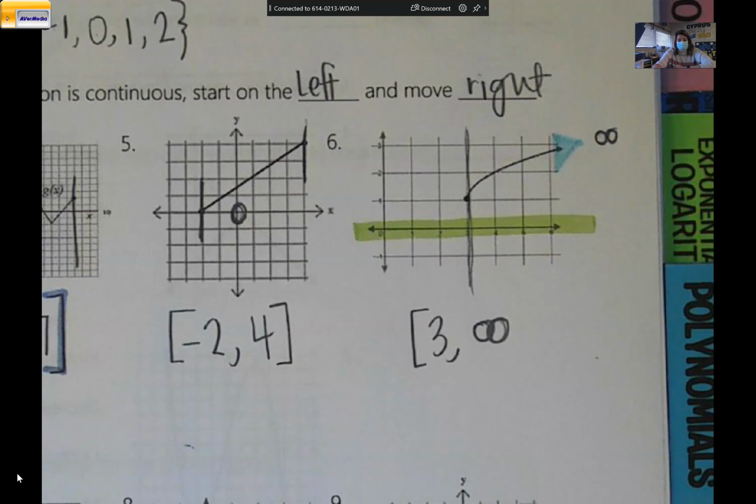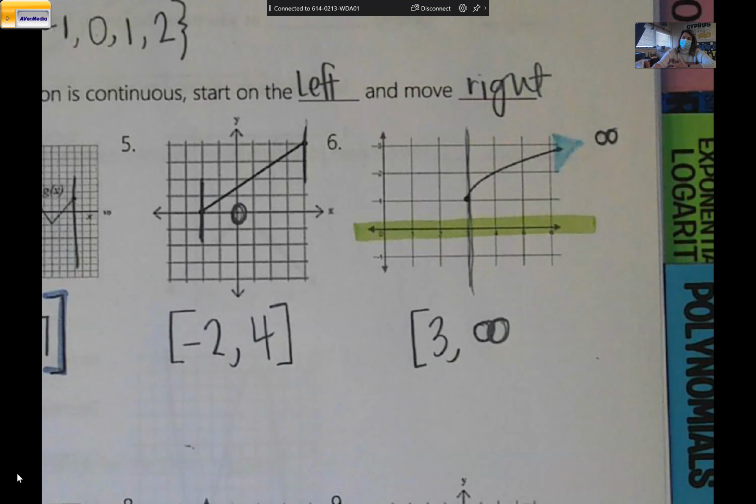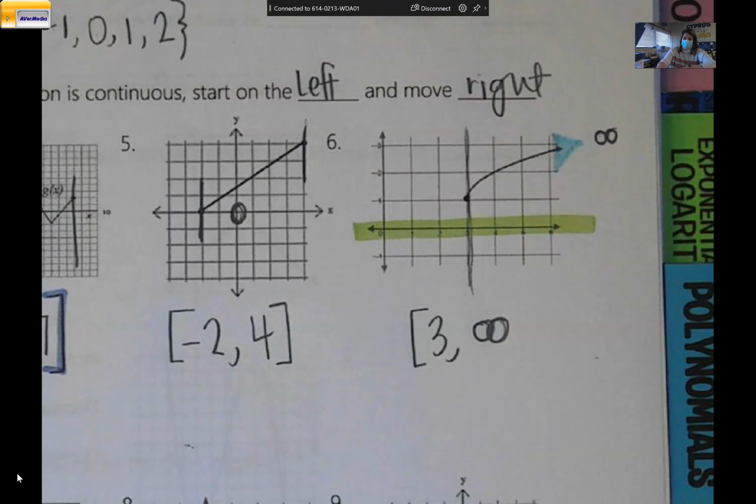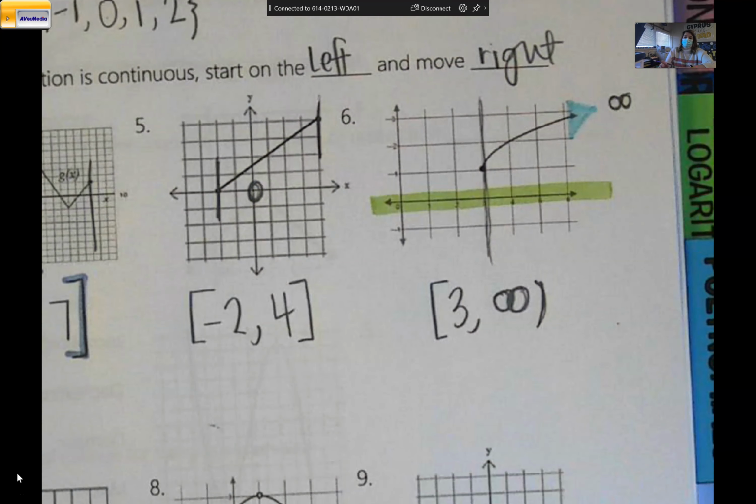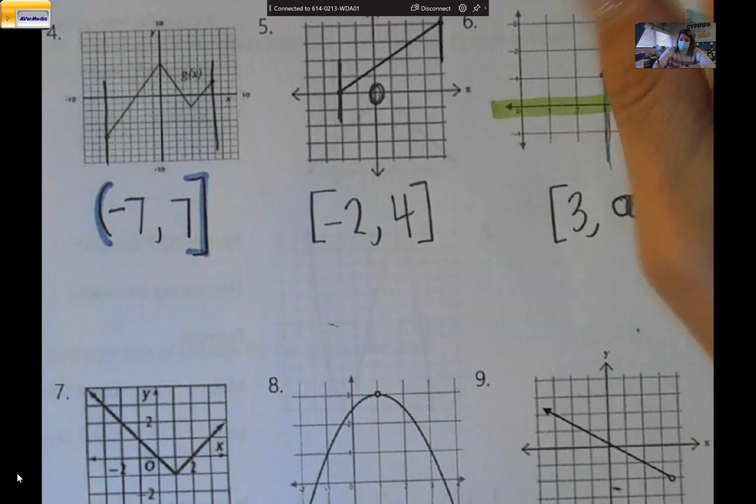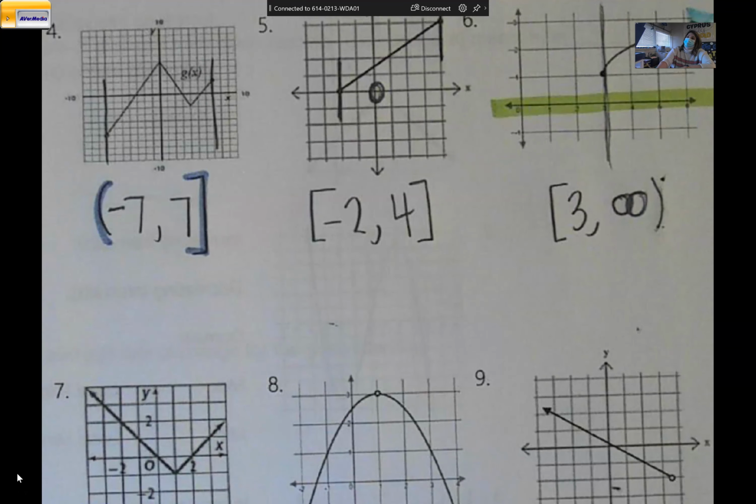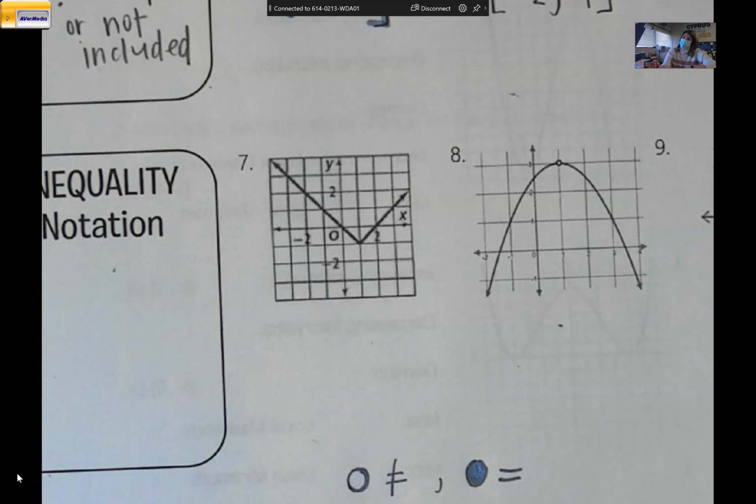Okay, can any number really equal infinity? No, because infinity's pretend. It doesn't even really exist. You can't be equal to a number that doesn't really exist. So infinity is always a parenthesis. Always, always, always. Infinity and negative infinity are always parentheses. So anytime you see an arrow, it's either negative infinity or positive infinity.